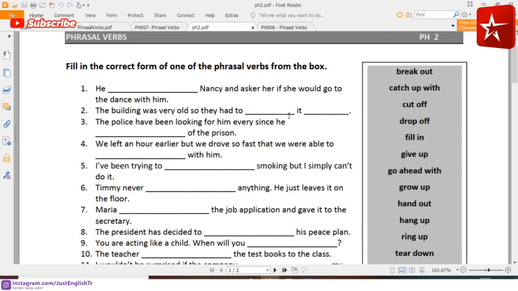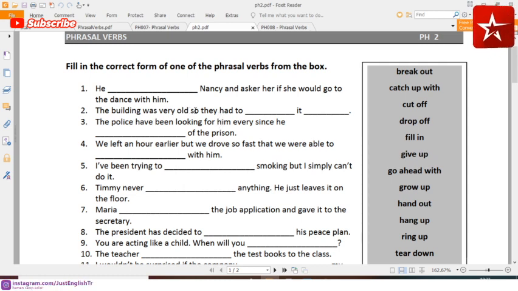They had to, number 2, I'm waiting for your answer for number 2. Which one? We have break out, catch up with, cut off, drop off, fill in, give up, go ahead with, grow up, hand out, hang up, ring up, or tear down. Okay, your answer for number 2. I know this topic is a little bit difficult for you, and you may have a difficulty to find the correct answer.